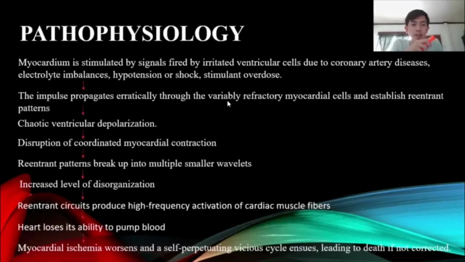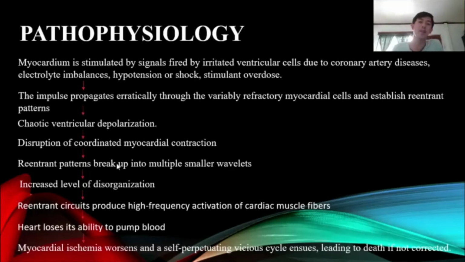The pathophysiology of VFib starts as myocardium is stimulated by signals fired by irritated ventricular cells due to coronary artery disease, electrolyte imbalances, hypotension or shock, stimulant overdose. Then, the impulse propagates erratically through the variably refractory myocardial cells and establishes reentrant patterns. There is then chaotic ventricular depolarization, disruption of coordinated myocardial contractions.